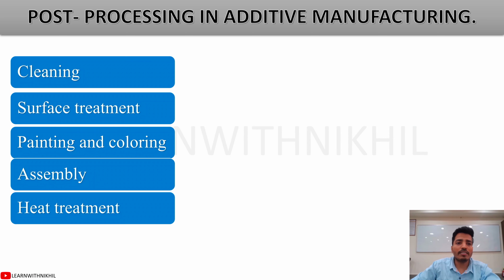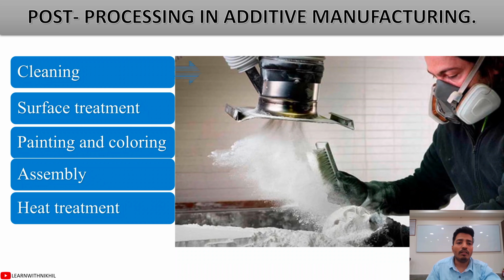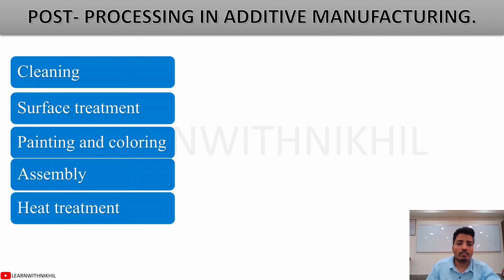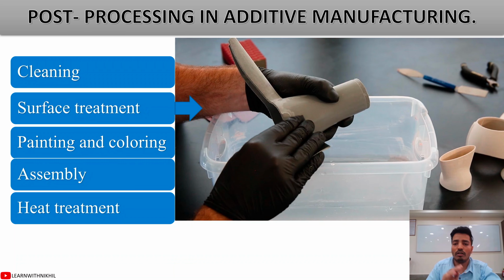Now we'll see the different post-processing methods. The first one is cleaning. After we have done our job, the object is ready out of the 3D printer. Then first we do the cleaning process. For a few printers, like the resin printer, we need to keep the object in alcohol. That also comes under the cleaning process. Surface treatment is nothing but smoothing the surface, like sanding and smoothing. Any irregularities in our output, you have to smooth that.